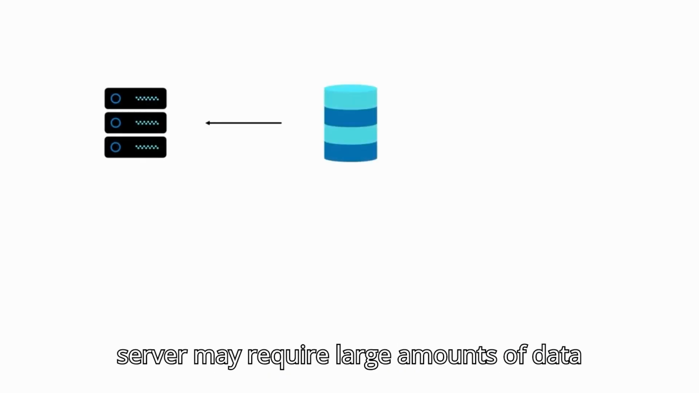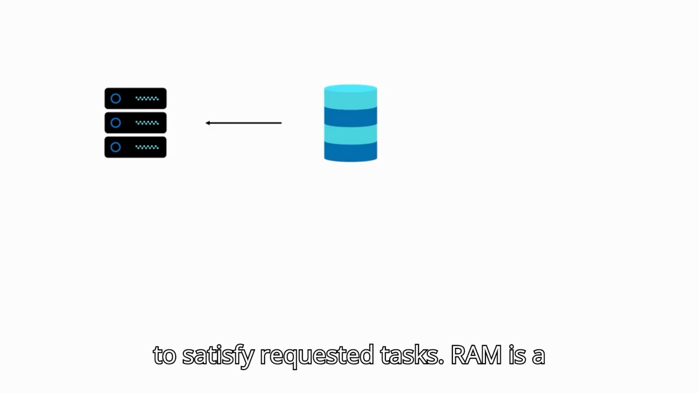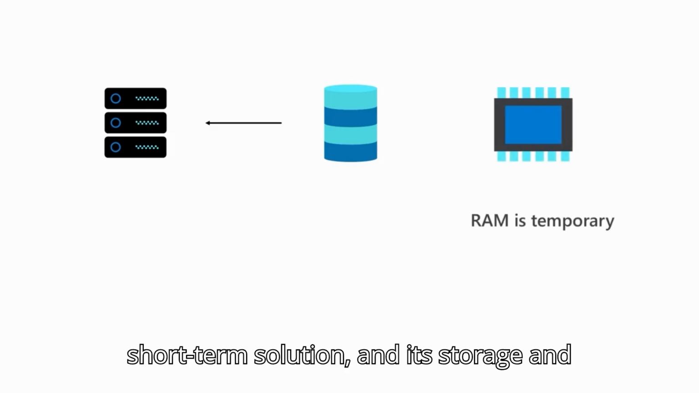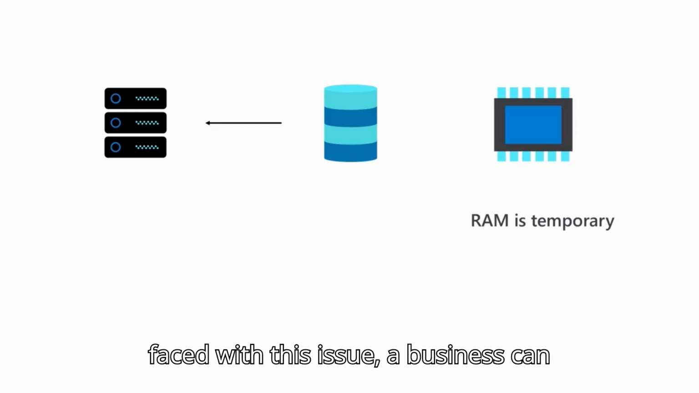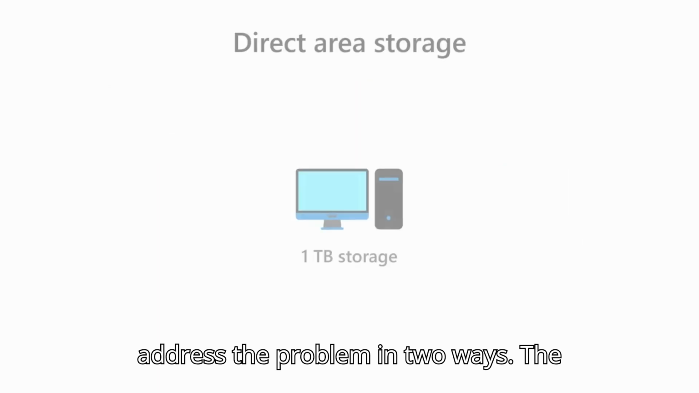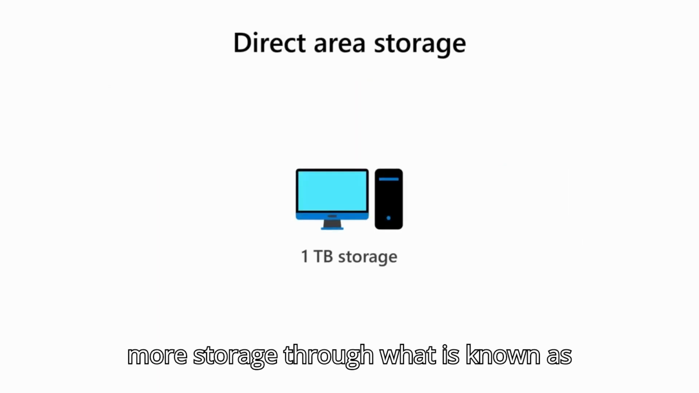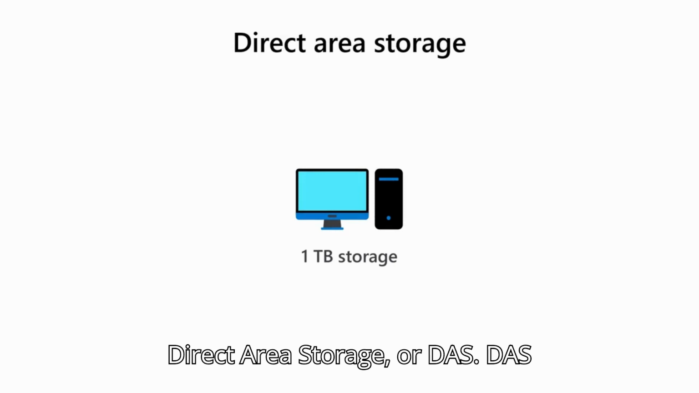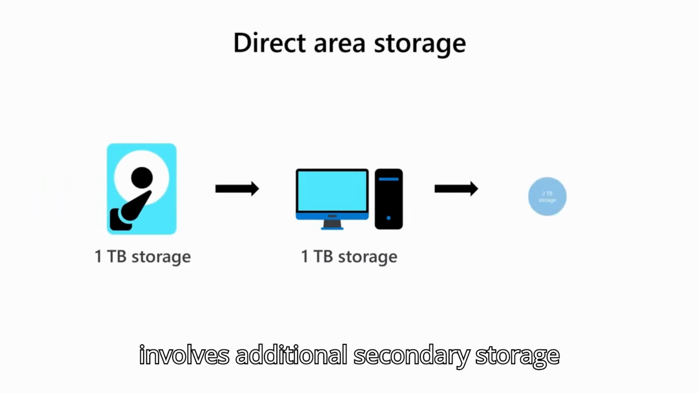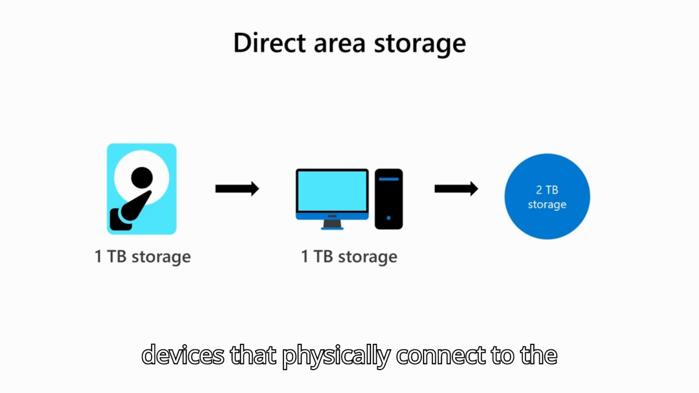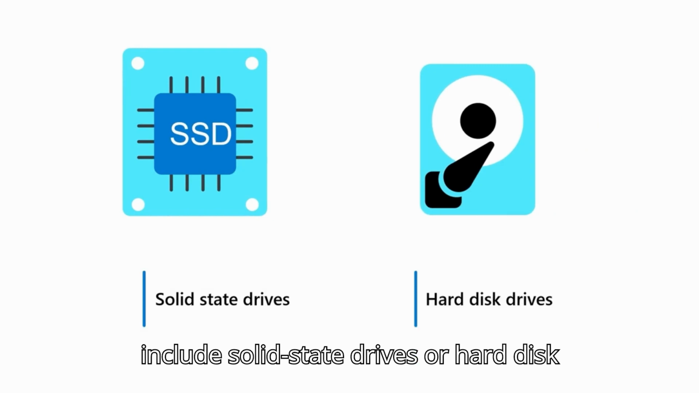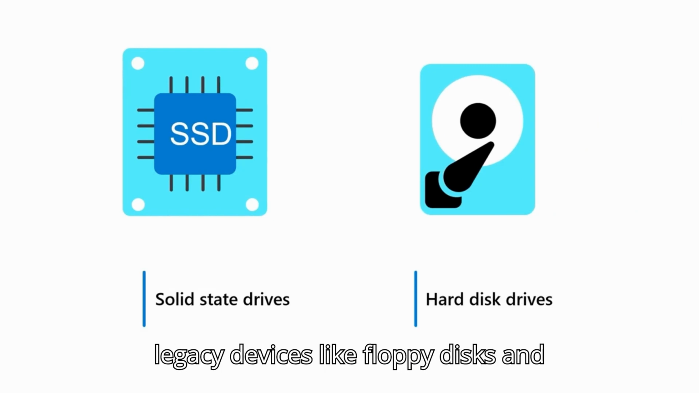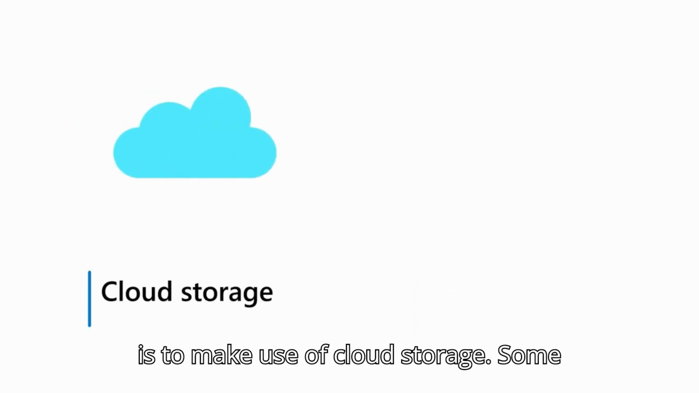Additionally, your server may require large amounts of data to satisfy requested tasks. RAM is a short-term solution, and its storage and memory retention are quite limited. When faced with this issue, a business can address the problem in two ways. The first option is to physically acquire more storage through what is known as direct area storage, or DAS. DAS involves additional secondary storage devices that physically connect to the machine accessing it. Some examples include solid-state drives or hard disk drives, along with flash drives and legacy devices like floppy disks and DVDs. Alternatively, another option is to make use of cloud storage.